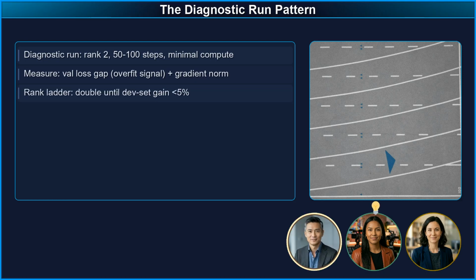The rank ladder is the sweep procedure. Run rank 2, measure dev set quality, then rank 8, rank 16, rank 32. Stop when the quality gain on your development set is less than 5% relative to the previous step. That is your optimal rank. The entire ladder typically takes less than 1/10 of the compute of one full training run.